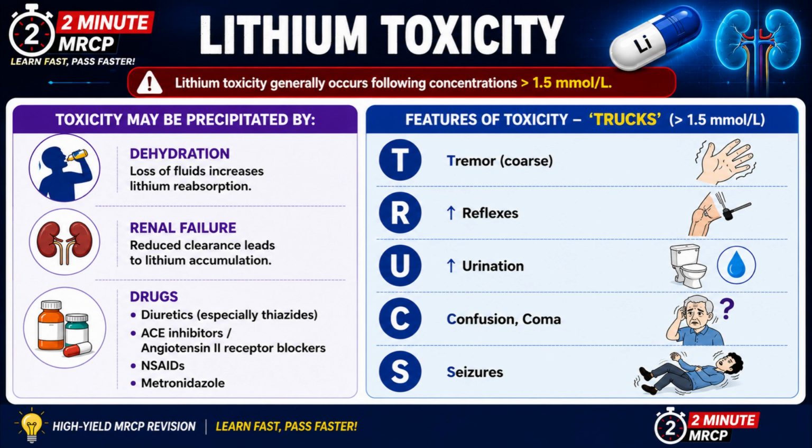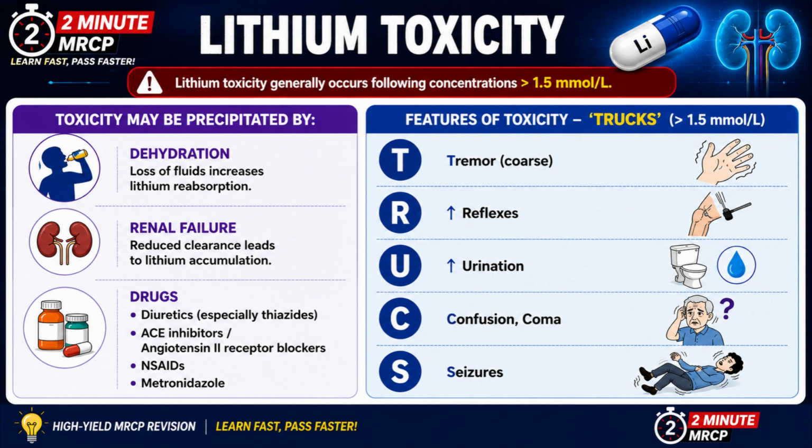Now let's move on to lithium toxicity. Lithium toxicity usually occurs when the serum lithium concentration is greater than 1.5 millimoles per liter. Common triggers include dehydration, renal failure, and several important drugs. The key drugs to remember are thiazide diuretics, which are the most important, ACE inhibitors, angiotensin receptor blockers, NSAIDs, and metronidazole. These drugs reduce lithium excretion and increase the risk of toxicity.